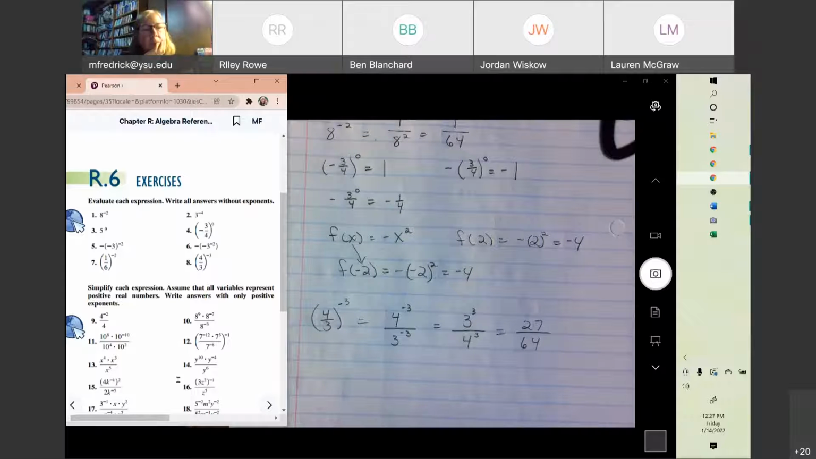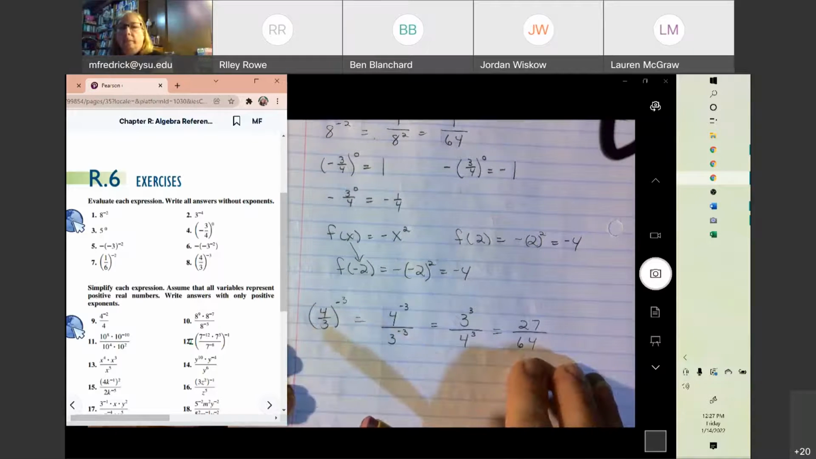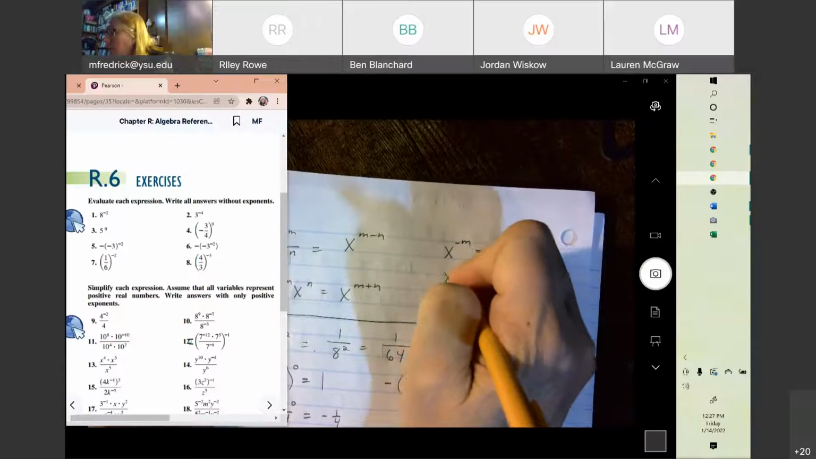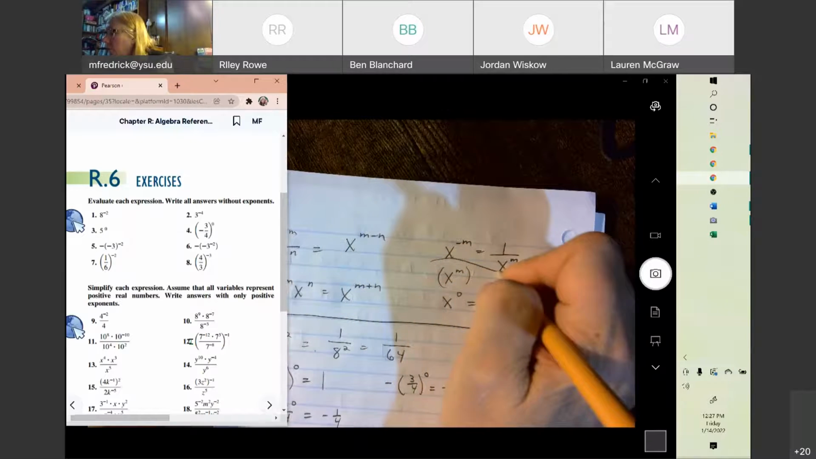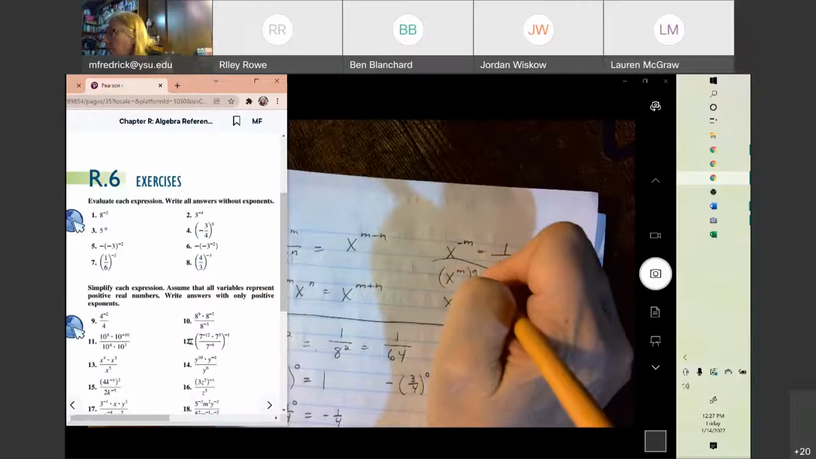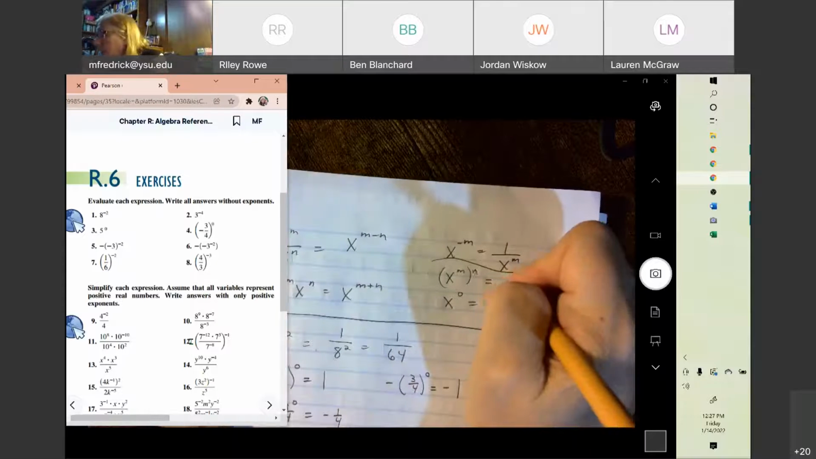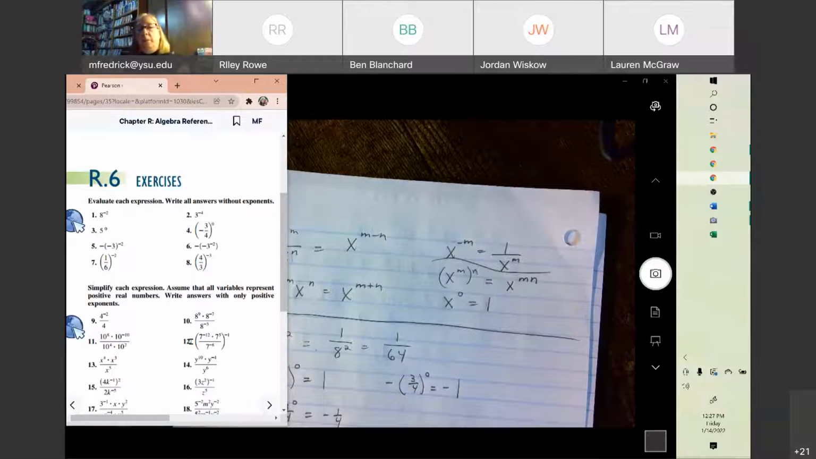I think there's one more, yeah, the exponent rule. Are there any questions on that? One more rule you want to add in here. If you have an exponent to an exponent, you multiply them. So this would be x to the mn. So an exponent to an exponent is multiplied.